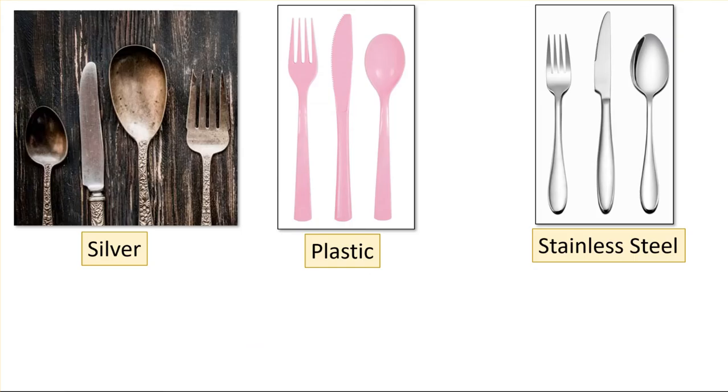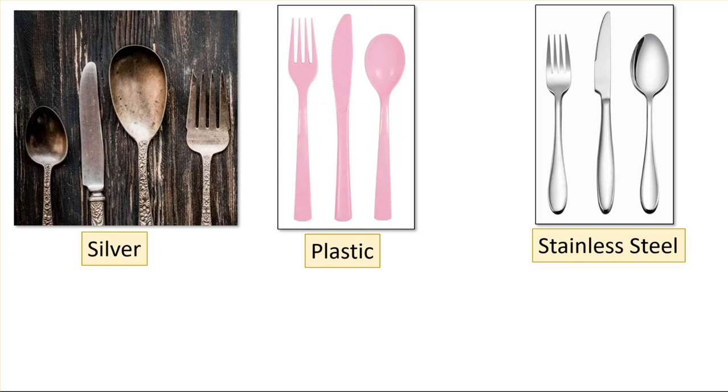Let's take a look at eating utensils. Many different materials can be used to make them. For example, silver, plastic, and stainless steel. Why is each material selected? What are the advantages and disadvantages? So why would you want to make silverware out of silver? Obviously, it's common. That's where it's got its name. But what's so special about silver?